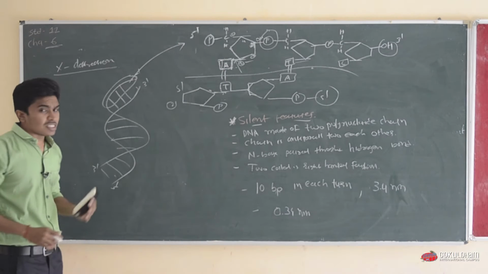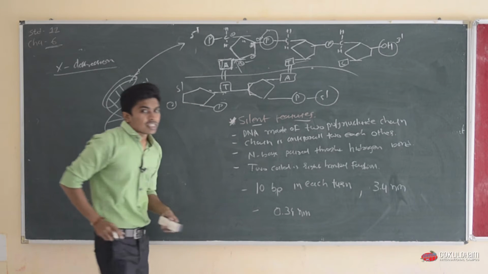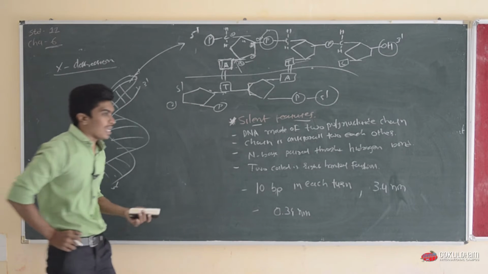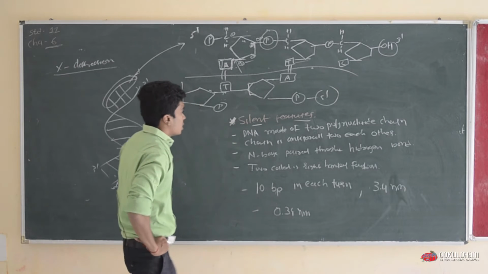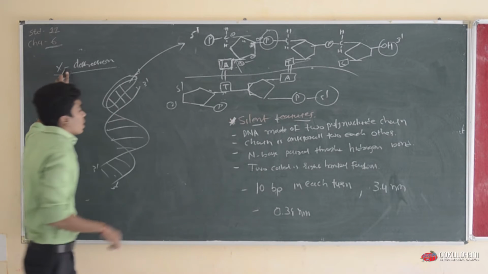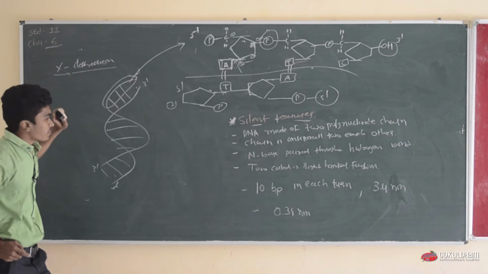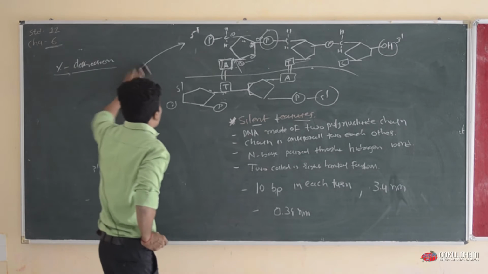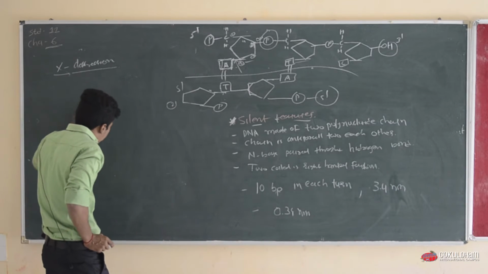Okay, so now let us discuss the salient features of DNA. These salient features were proposed by James Watson and Francis Crick, who found them by the process called X-ray diffraction. Now let us see what they proposed in the double helical structure of DNA.